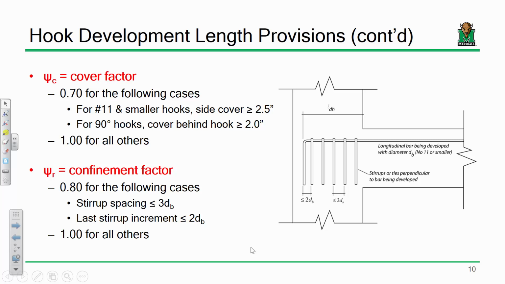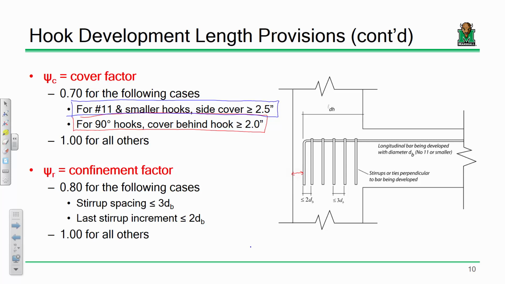So for this one right here, the cover factor, right now the cover factor is the psi sub c, and it's going to be 1 except in the following cases. If you have cover behind the hook that's greater than or equal to 2 inches, so that's what I'm talking about right here. So that's this distance right there. This is a 90-degree hook, and that cover behind the hook has to be greater than or equal to 2 inches.